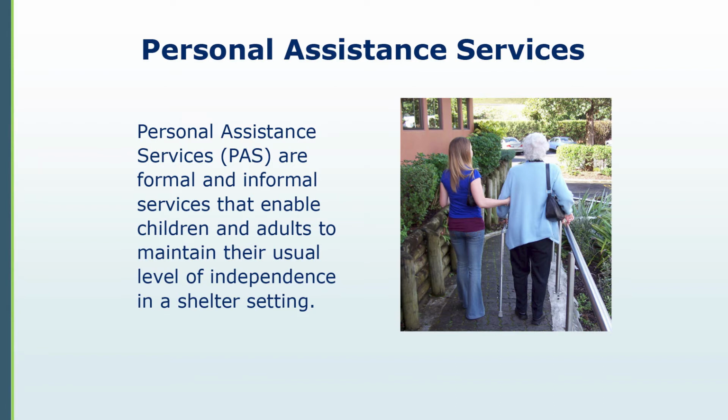Personal assistance services. So personal assistance services is the formal and informal services that enable children and adults to maintain their usual level of independence in a shelter setting. A lot of our folks might be at homes where they have adapted their home environment to be able to allow them to take care of themselves throughout the complex of daily living activities. That means they have a handlebar for their toilet and their shower to help them use the restroom and get cleaned off. That might not exist in your shelter operation.